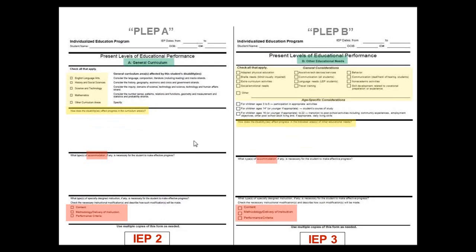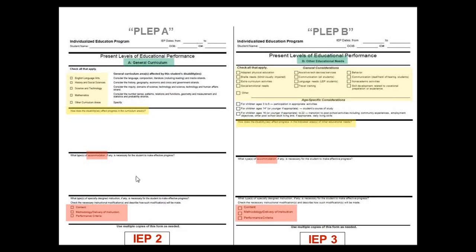Okay? But this is also the page where we're going to be finding accommodations. And we're going to be finding out what that specialized instruction is going to be looking like. So this is why PLEP A and PLEP B are really, really important for you to scrutinize and take a look at, because this is where you're going to find the accommodations and this is where you're going to find the specialized instruction. Okay? We talked about what modifying the content and the methodology and the performance criteria are all about, and we'll talk about those a little bit more as we go along.